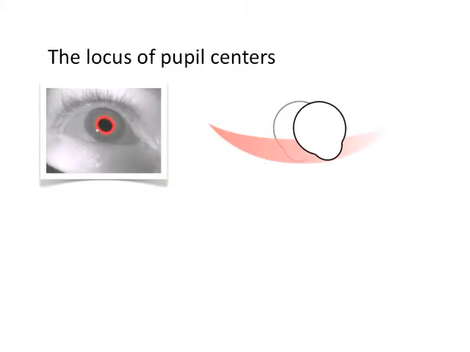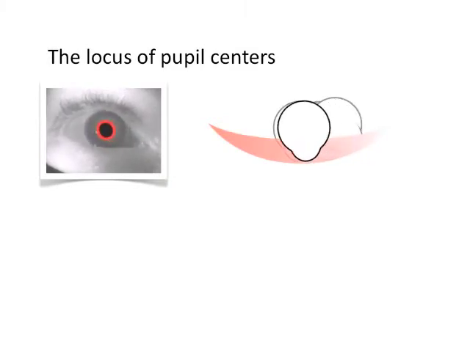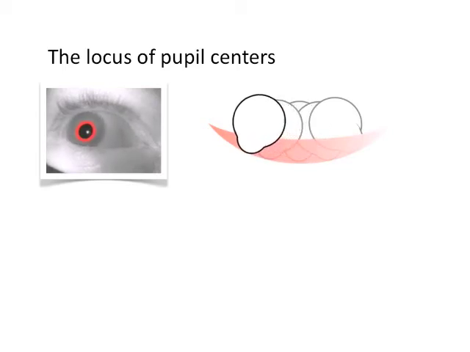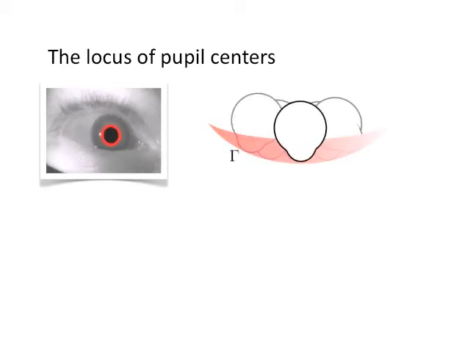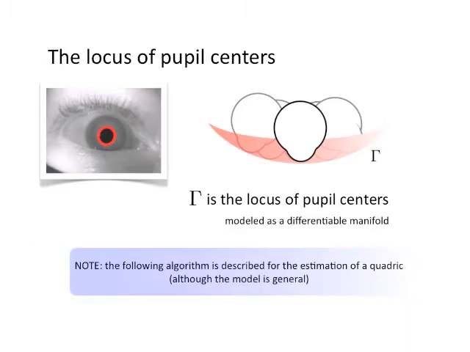To overcome the limitations related to special assumptions on the eyeball or cornea shape, and especially to cope with the eye dynamics, we chose to model the locus of pupil centers as a differentiable manifold. This approach is general, although we provide an algorithm to estimate the parameters in the case of generic quadrics.